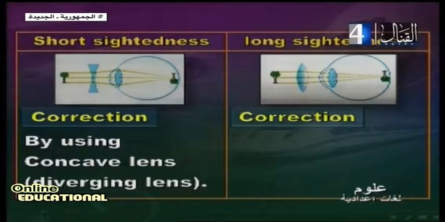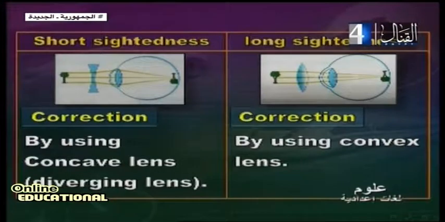In the case of long-sightedness, we use a convex lens. Why a convex lens?